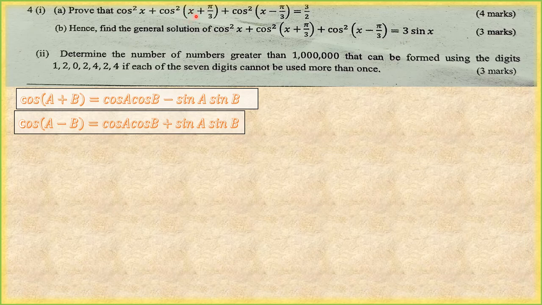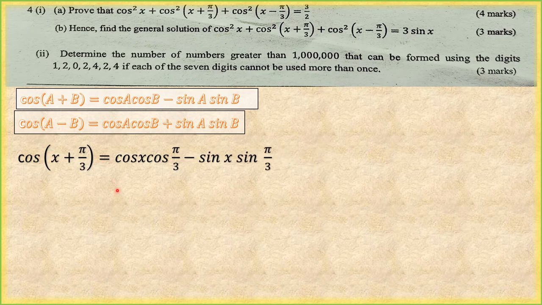A by x and B by pi on 3. So when we do that, we are going to end up with what you see here: cos x cos pi on 3 minus sin x sin pi on 3. We just replace, as I said. Now in the other identity, before we go there, we need to simplify this a bit. Pi on 3.